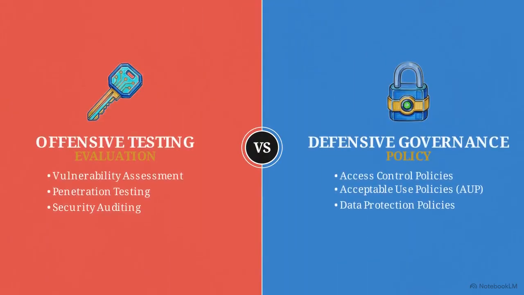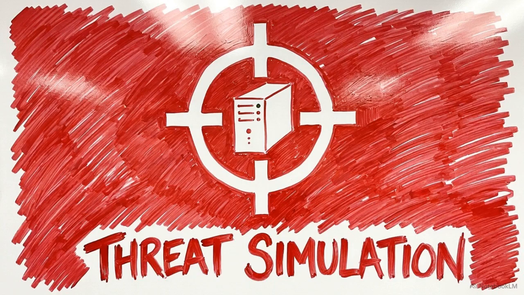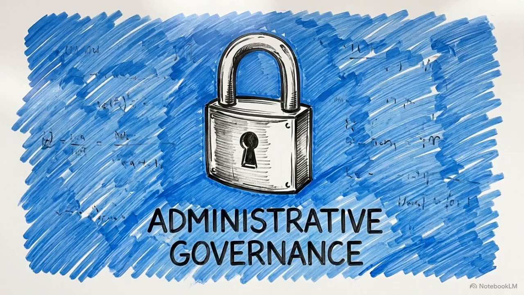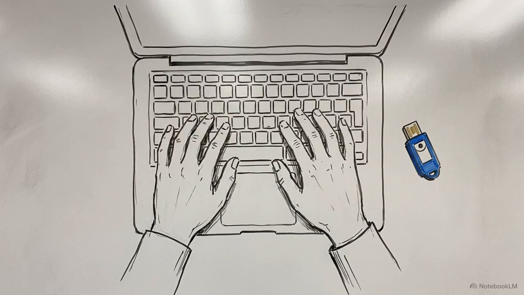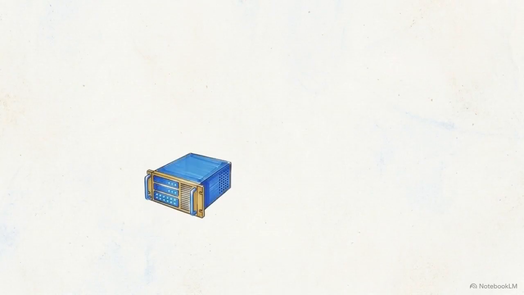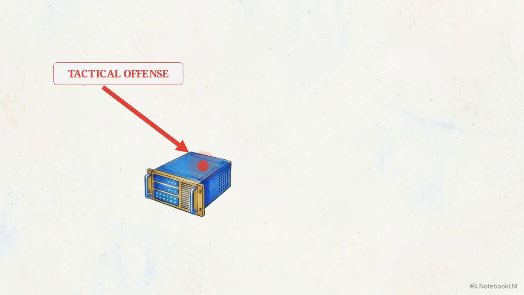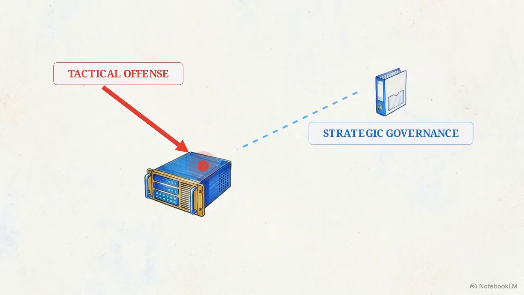To maintain that lifecycle, engineers must master two distinct competencies. The first is offensive network testing, which systematically hunts down and exploits technical flaws within your own systems. The second is defensive security policy. You need formal governance to control how the physical systems operate and, crucially, how the human users interact with them. True network resilience is built by deploying both. You must execute tactical offense to find your weaknesses and implement strategic governance to ensure those weaknesses are permanently corrected.